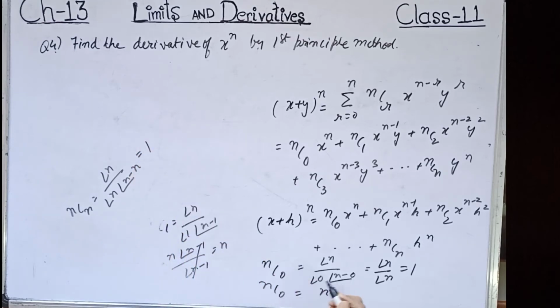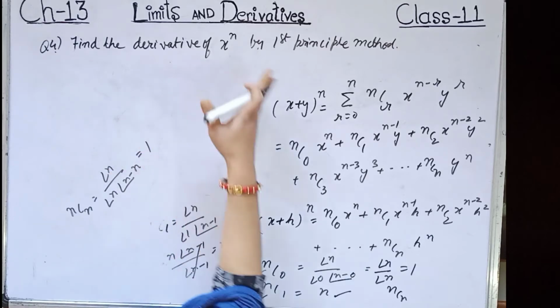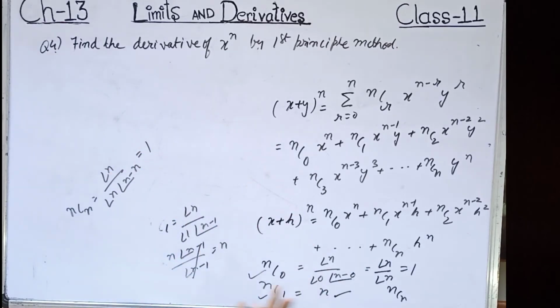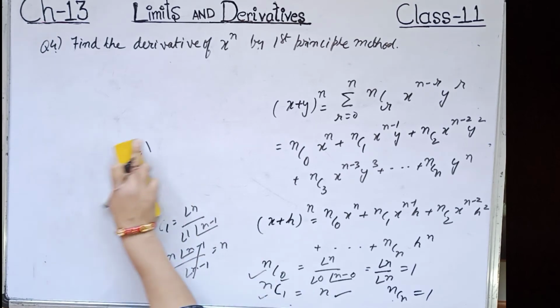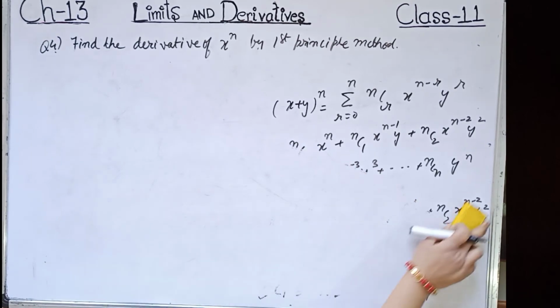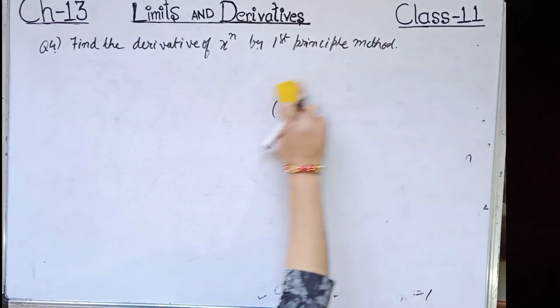So nC0, nC1 and nCn, only these you keep in mind for the derivation of x power n by first principle method. The rest we have done in detail in the binomial theorem, but right now only remember nC0 is 1, nC1 is n, and nCn equals 1. Only these three. Now let us proceed to find the derivative of x power n by first principle method.